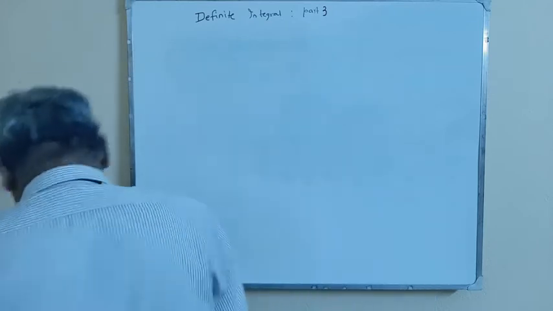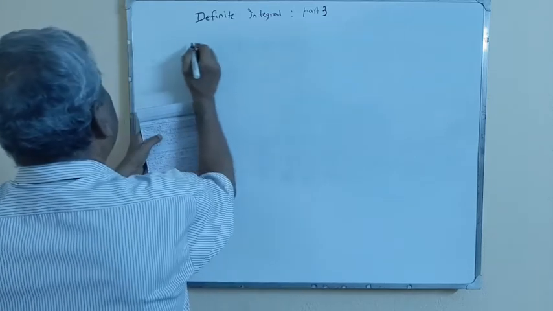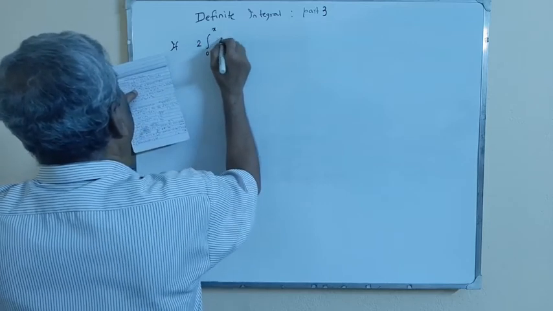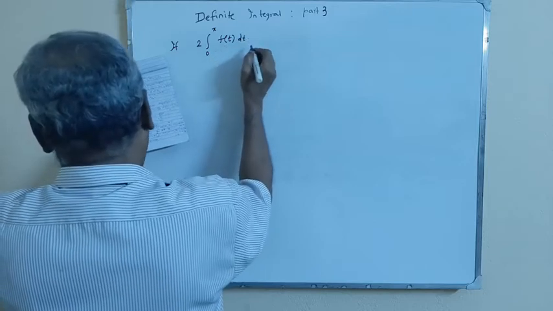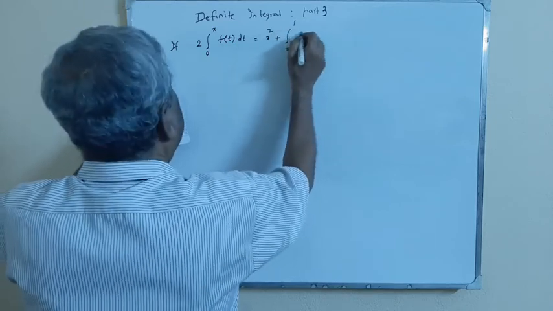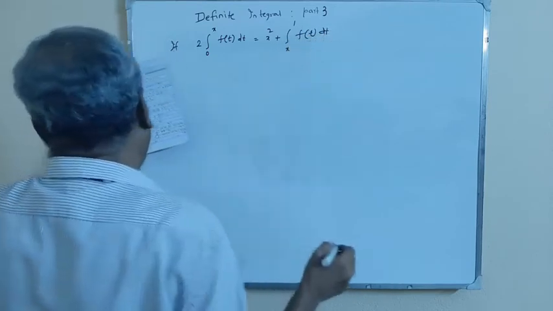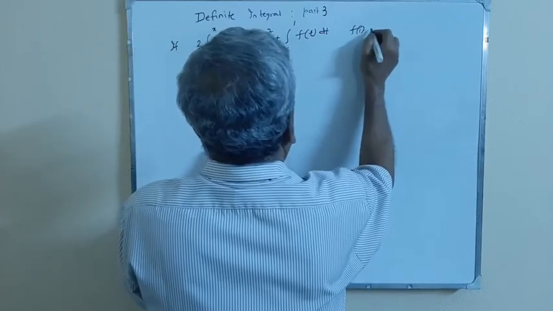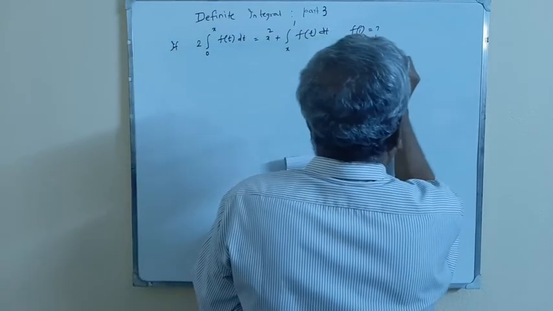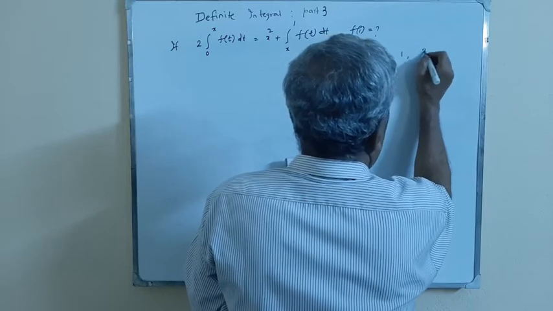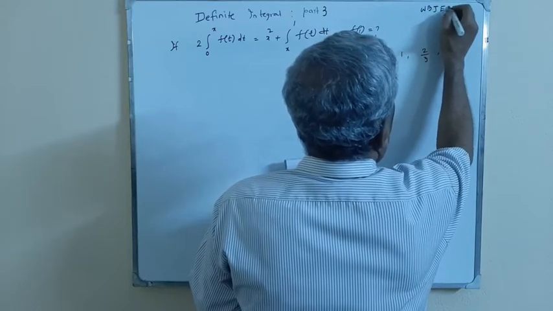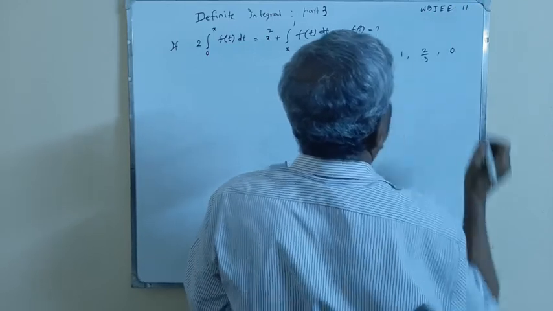First of all, the problem is: if 2 times the integral from 0 to x of f(t) dt is equal to x square plus the integral from x to 1 of f(t) dt, then f(1) is equal to? Options are -1, 1, 2/3 and 0. That problem was given in West Bengal Joint Entrance Examination 11.